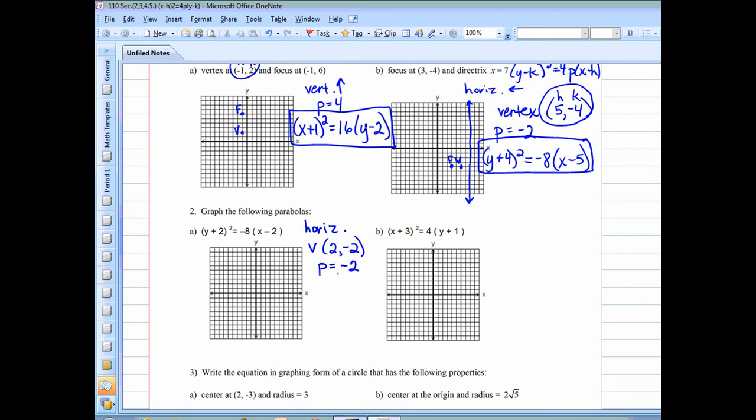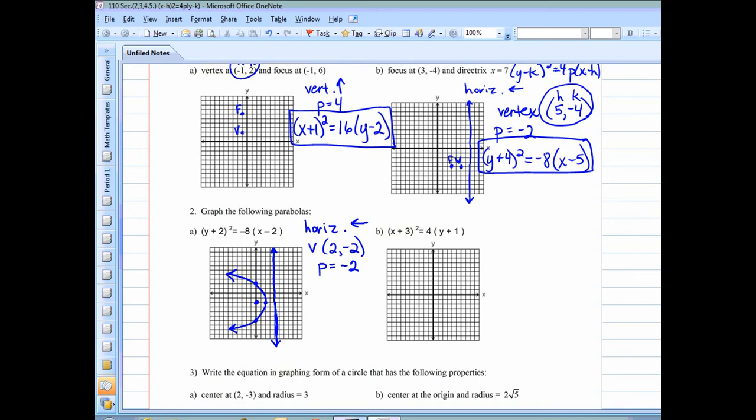Because it's horizontal and negative p-value, that means we're going to be opening to the left. So I'm going to plot my (2, -2) point as my vertex. And if I go left 2, I'm going to get my focus. And if I go right 2, I get my directrix line. And remember, from the focus, I need the total focal width to be an absolute value of -8, which is +8. If I go half of that on either side, so if I go 4 on either side, then through the vertex and through the endpoints of the focal width, I draw my parabola opening left.